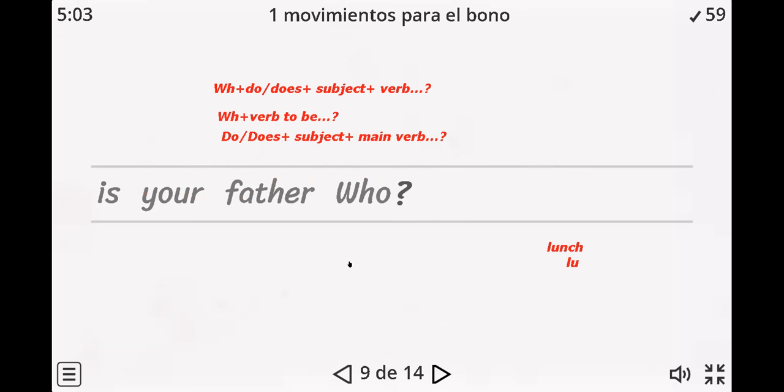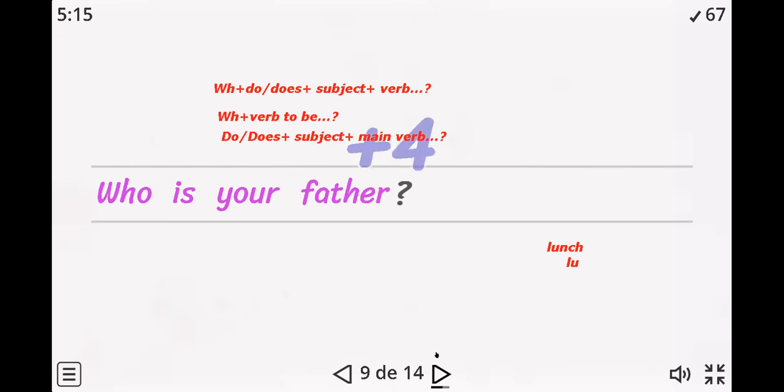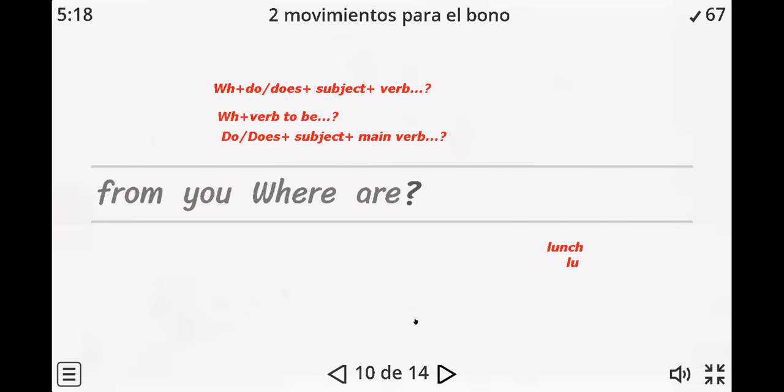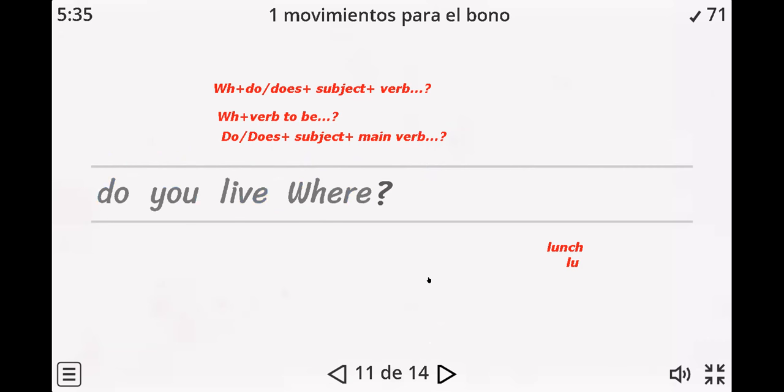Who is your father? So organize that question. Who is your father? Perfect. Okay, 10. Super easy. This is a bonus. Where are you from? Excellent. Next question. Question 11.